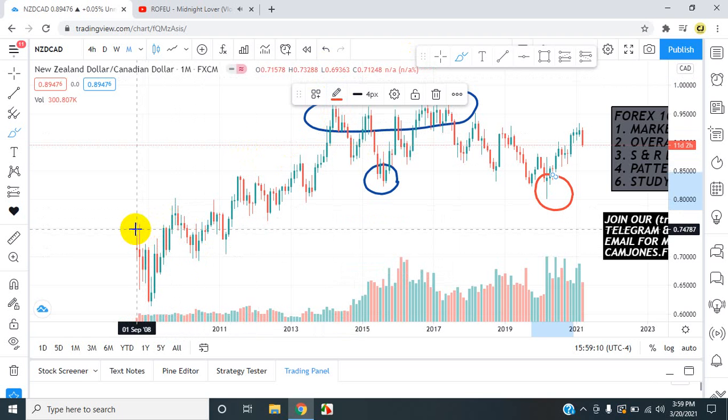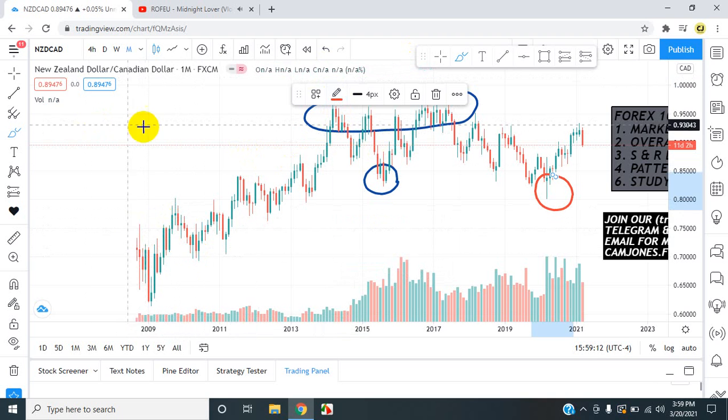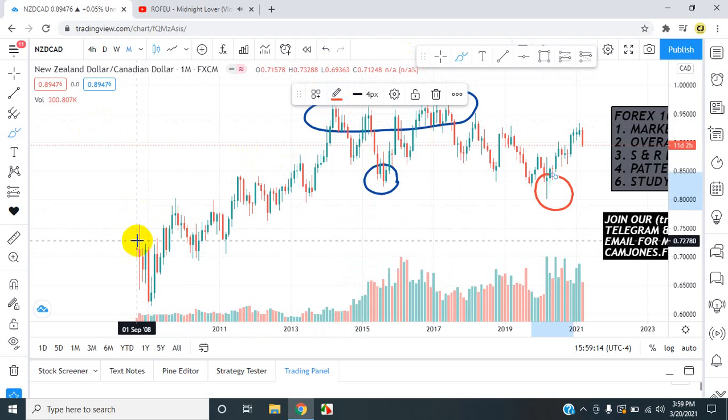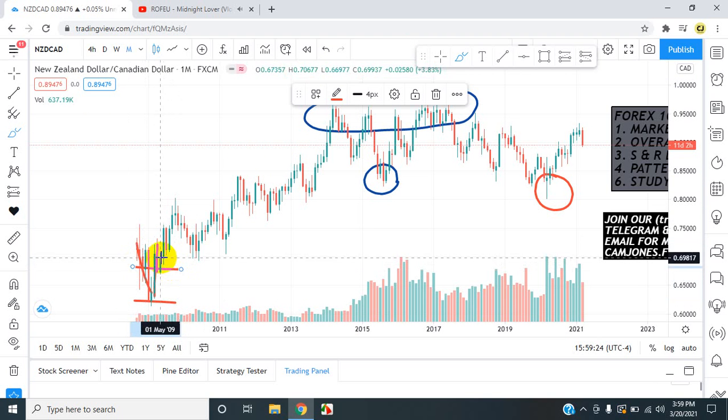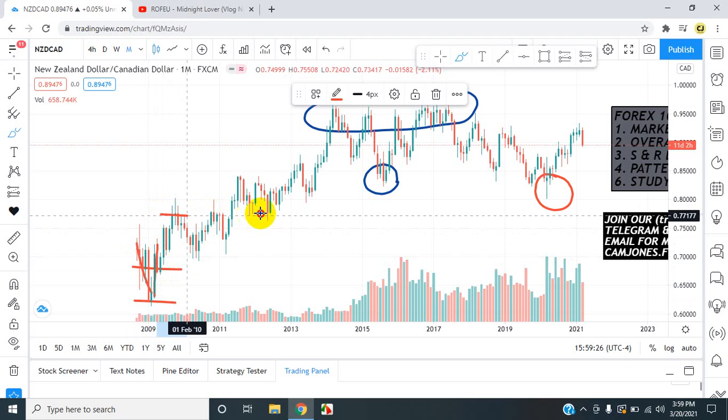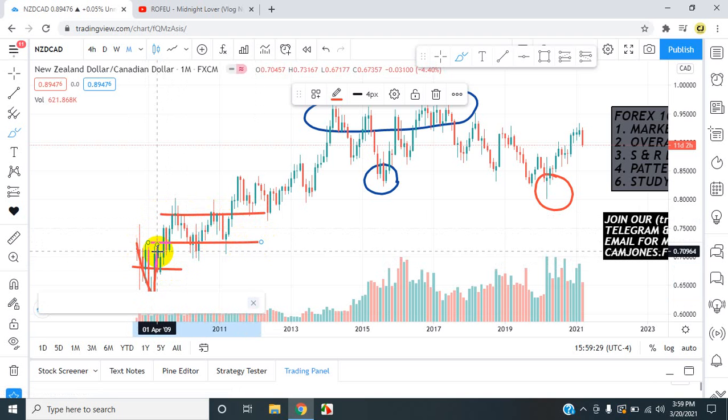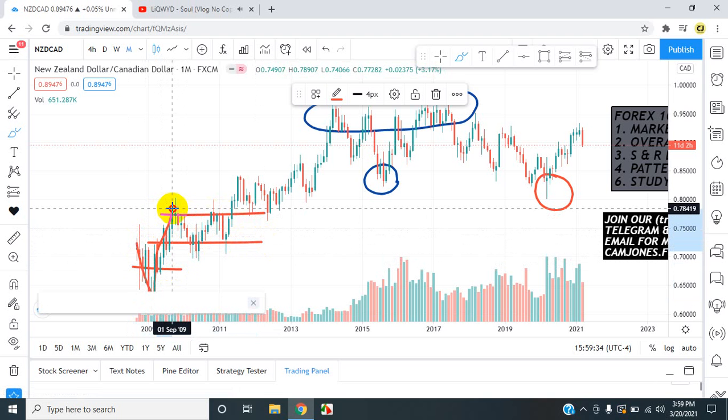So back in September of 2008, the market went straight into a push down to an area of support. We got that single bottom at the bottom here. The market pushed right back up, broke an area of resistance. Broke another area of resistance, went into new areas of support and resistance.